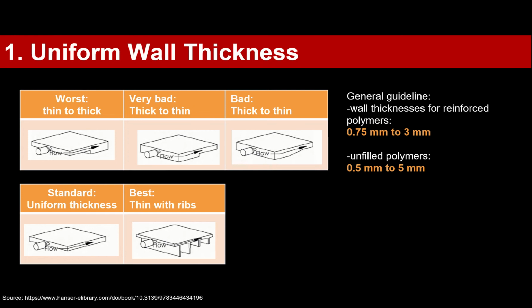What are some general guidelines for wall thickness? For reinforced plastics, you should be between 0.75 millimeter to maximum 3 millimeters. When you have unfilled polymers, you can go a bit thinner, 0.5 millimeter is feasible, and you can also go in the thicker direction to 5 millimeter. So these are the general guidelines for uniform wall thicknesses.